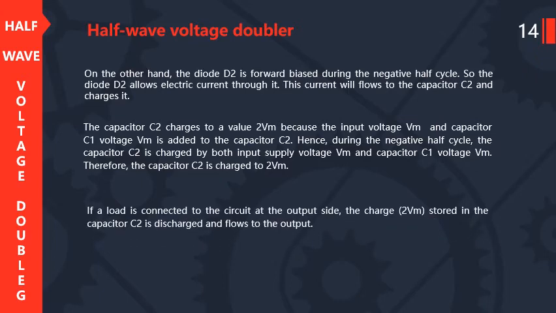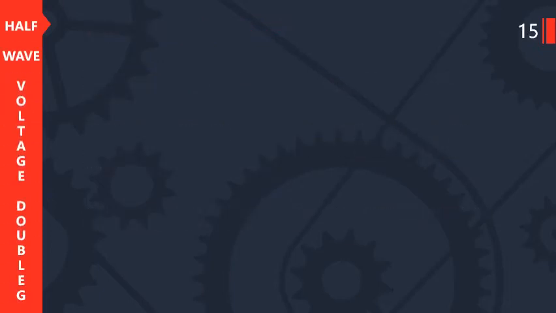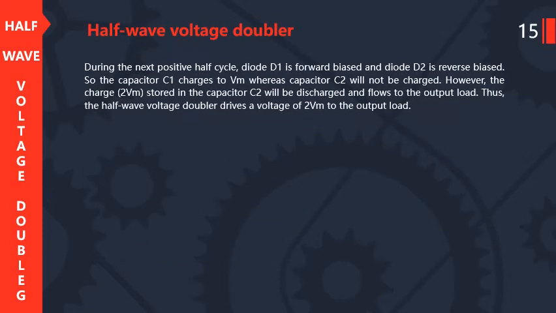If a load is connected to the circuit at the output side, the charge 2 Vm stored in the capacitor C2 is discharged and flows to the output. During the next positive half cycle, the diode D1 is forward biased and diode D2 is reverse biased. So the capacitor C1 charges to Vm, whereas the capacitor C2 will not be charged. However, the charge Vm stored in the capacitor C2 will be discharged and flows to the output load.